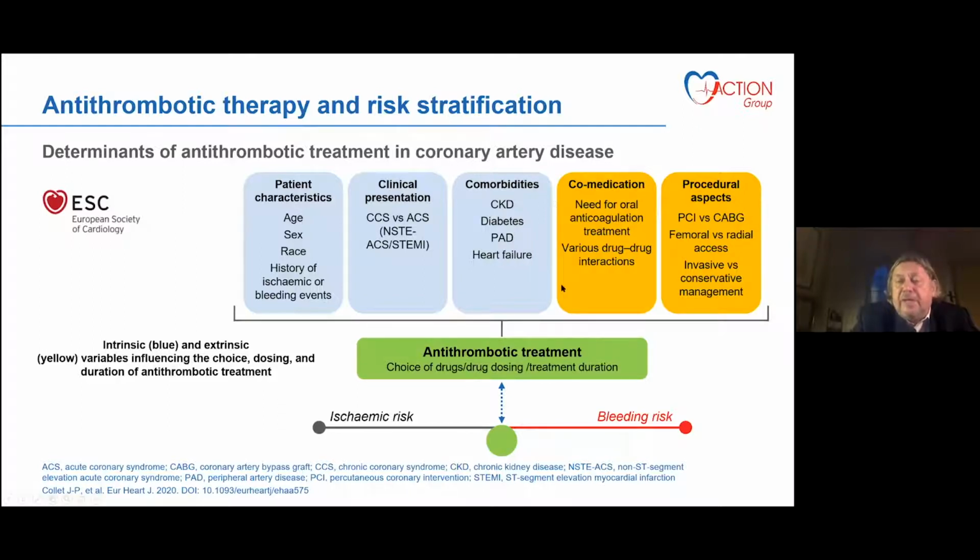And we need to know about the co-medication. For example, a patient may already be on oral anticoagulants for other reasons. And finally, also the procedural aspects. We are now mainly talking about primary PCI, acute PCI in our patients. We need to think about femoral versus radial access, radial much better and much better developed now, especially in patients with high bleeding risk. It should be used, but I think most interventional cardiologists now use this radial access. And finally, also invasive versus conservative management, which in some patients seems important.